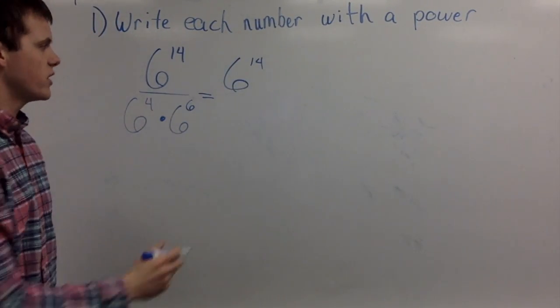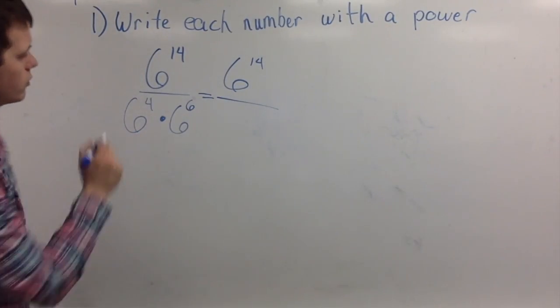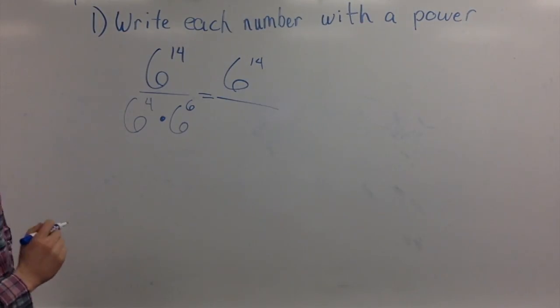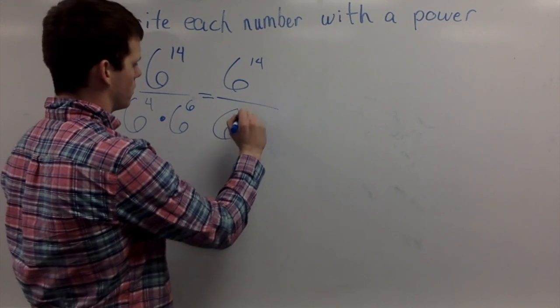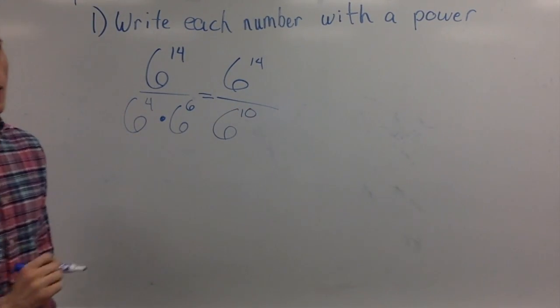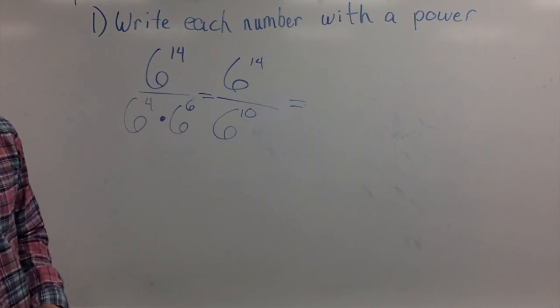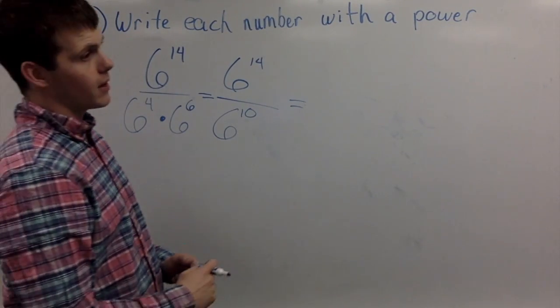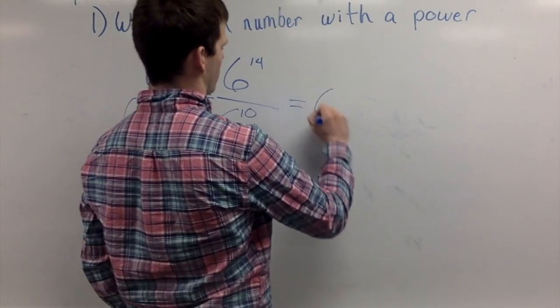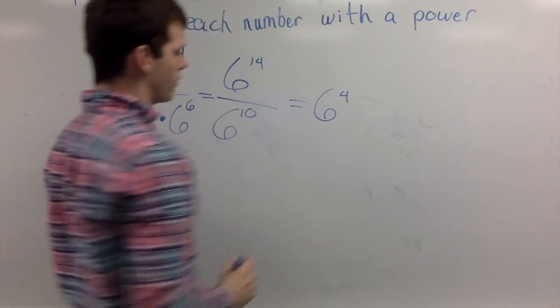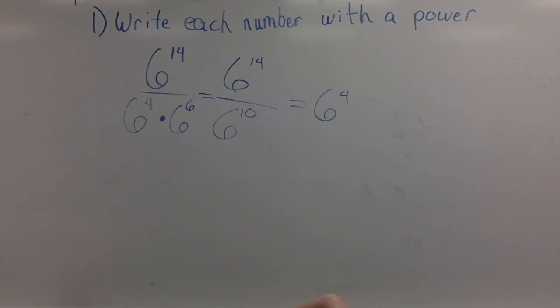So 6 to the 14th over 6 to the 4th times 6 to the 6th, 6 to the 10th. Now we use our quotient of powers, so we subtract the top minus the bottom. It is now 6 to the 4th.